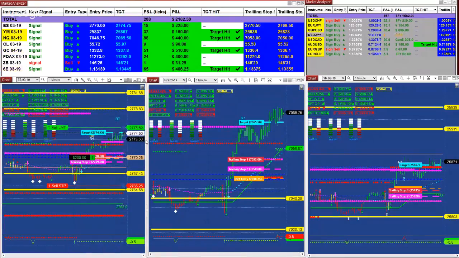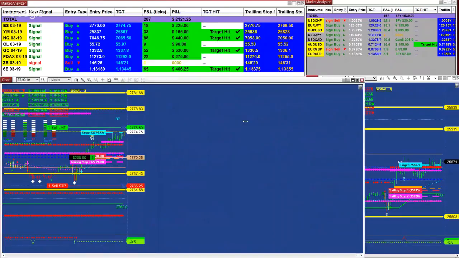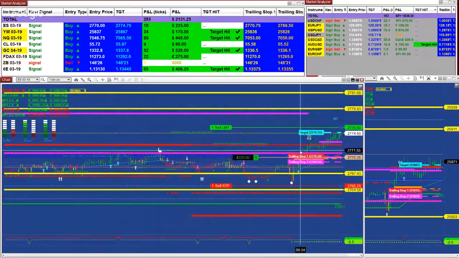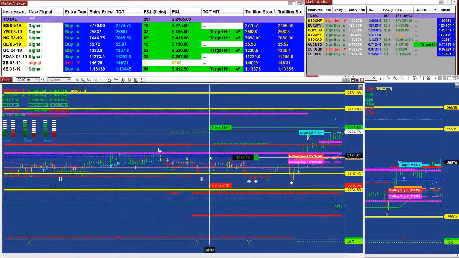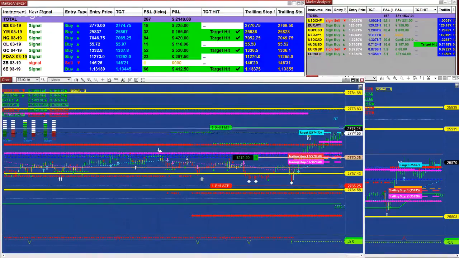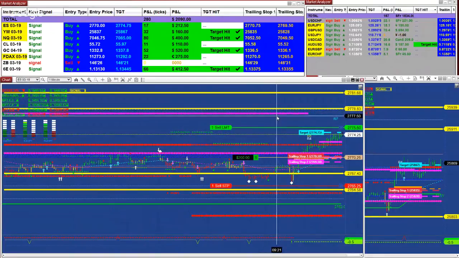One of the things, if you don't know our system, is that this 1 minute chart is reflected from the market analyzer. So this market analyzer and these charts work together. We also have almost the same level at 2777. So the key today on the ES is 2777.